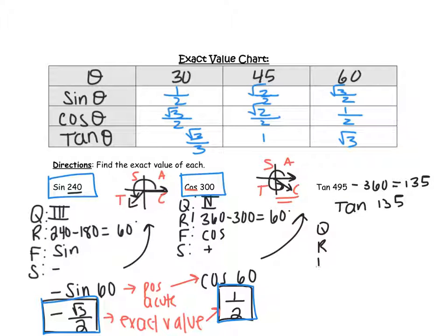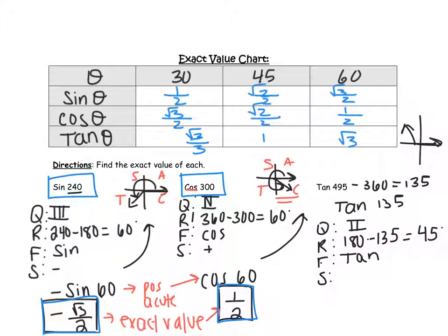So Q, R, F, S. 135 is in quadrant 2. To find a reference angle in quadrant 2, it's 180 minus 135, which gives you 45. The function I'm dealing with is tangent. And in quadrant 2, it looks like tangent is negative. So, negative tan of 45. Now we look at the chart. Negative tangent of 45 is going to be negative 1. That's it. Final answer.